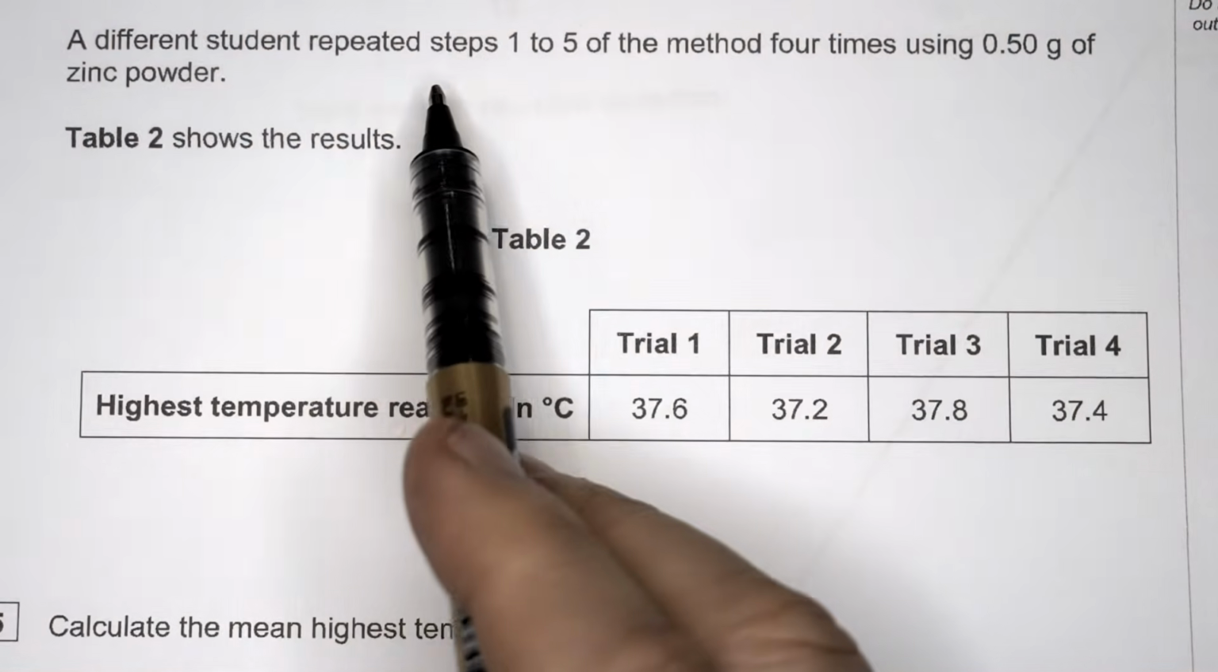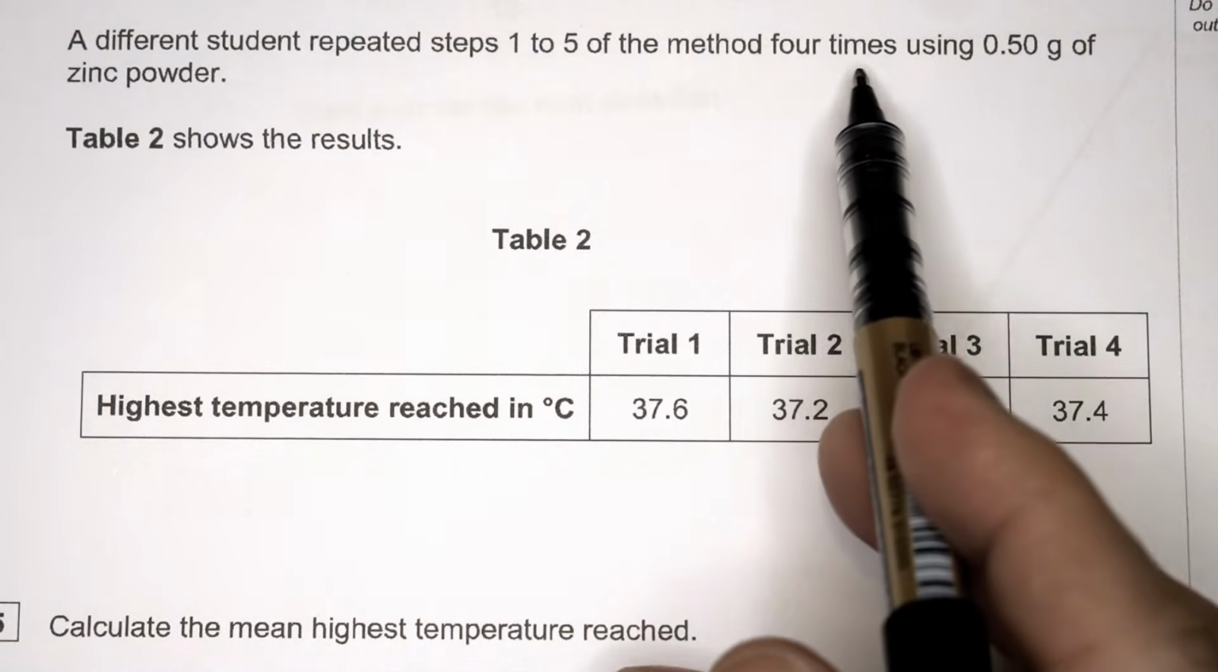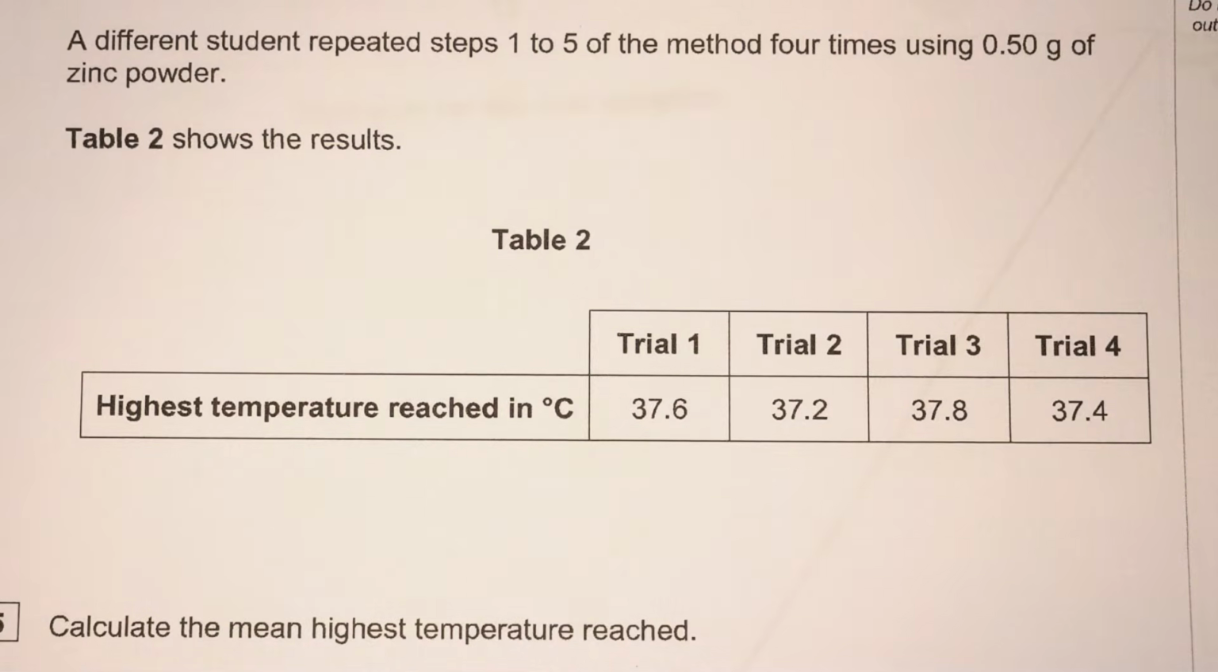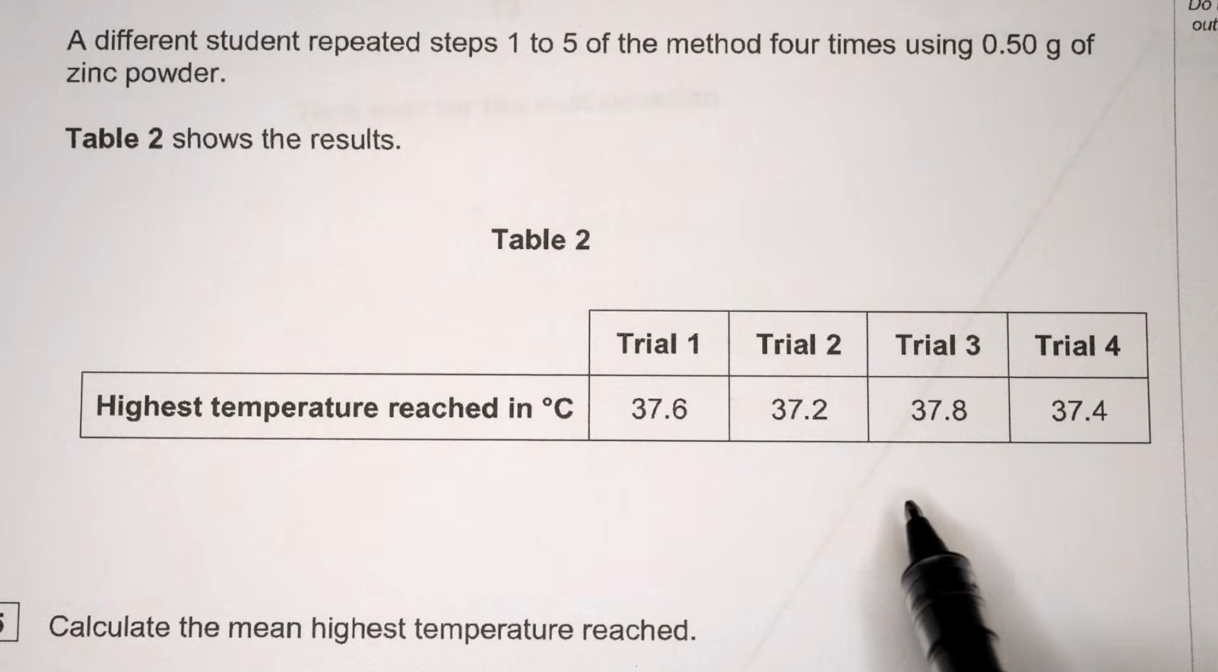A different student repeated steps 1 to 5 of the method 4 times using 0.5 grams of zinc powder. Table 2 shows the results, and we've got 4 results here. Now when calculating a mean, the first thing we do is to see if there's any anomalies that we need to discard. But in this case there's no obvious anomalies, so we're going to use all 4 results.